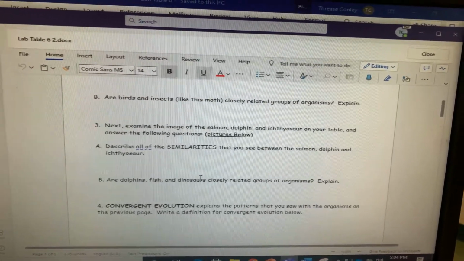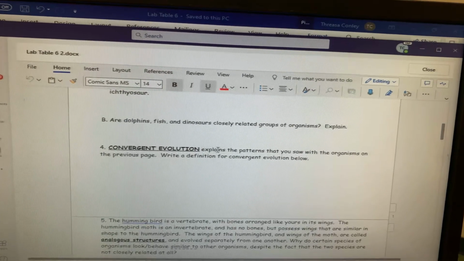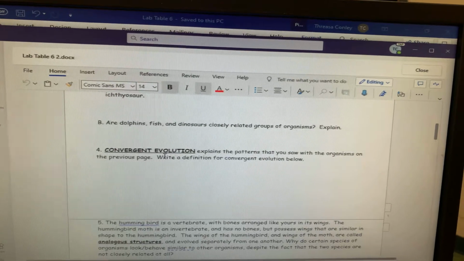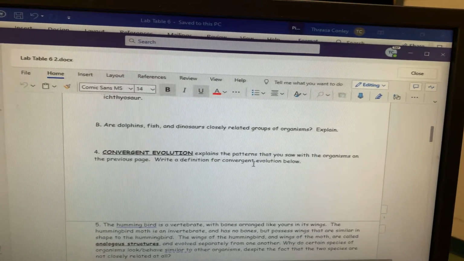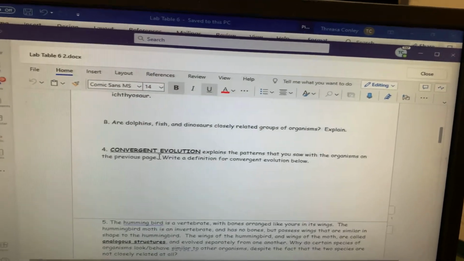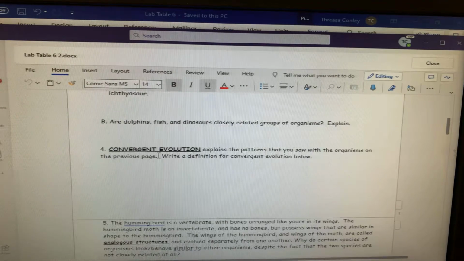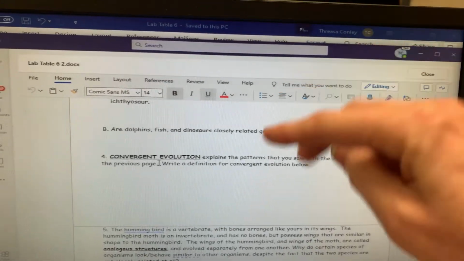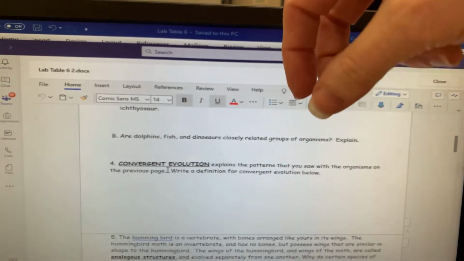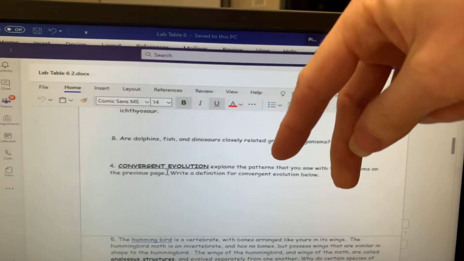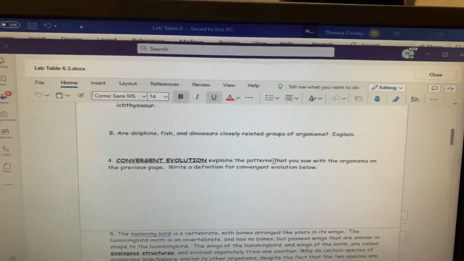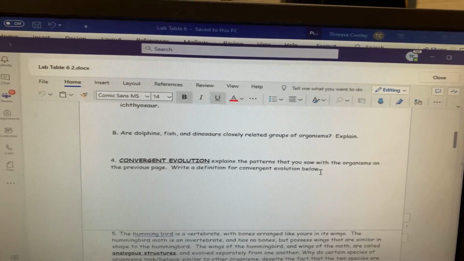Don't just put yes. Now, convergent evolution explains the patterns that you saw in the organisms on the previous page. We did this in PowerPoint last week. Convergent evolution is when they start at one and then split. So they start at one common ancestor and they split apart. So they're related to the common ancestor and they split. You have to write a definition, and you can look in your notes from last week. I had you write this down, or pull the PowerPoint up from last week.